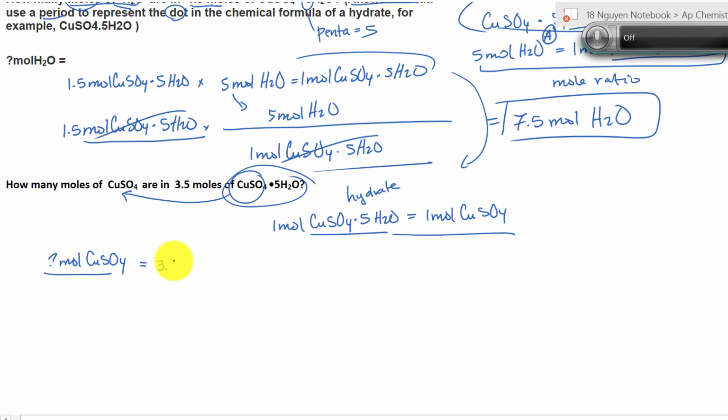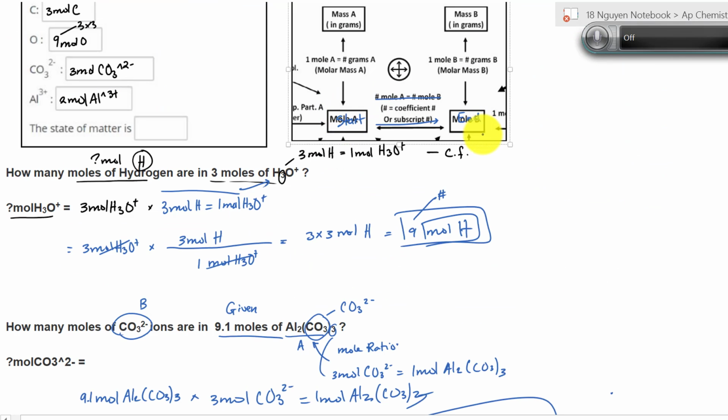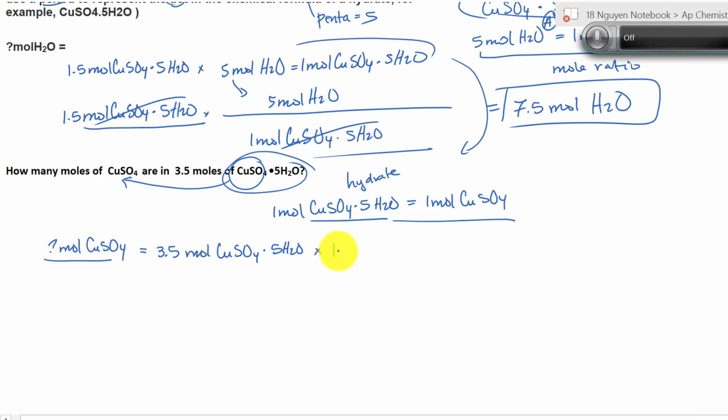So we're starting with 3.5 moles of CuSO4 5 H2O times our mole ratio, which is, again and again, we're going from mole A to mole B, and that's just one conversion factor, which is the mole ratio. So let's multiply this together. And we have 1 mole, which is this one right here, okay? So 1 mole of CuSO4. It doesn't matter if I write 1 mole of CuSO4 first, okay? It doesn't matter at all. And that's equal to 1 mole of CuSO4.